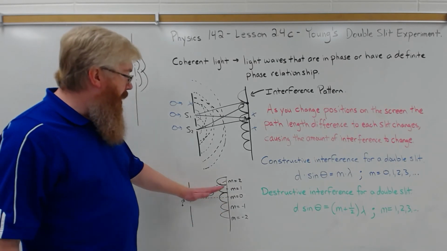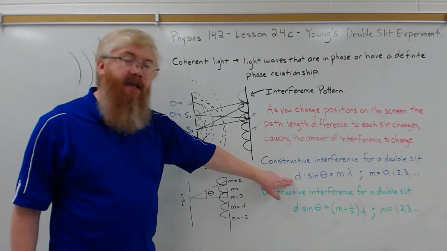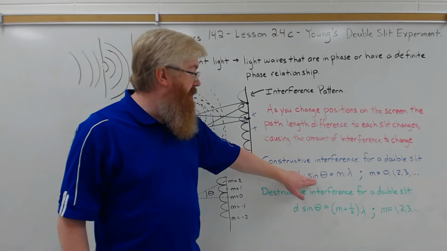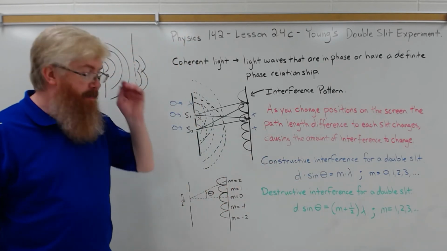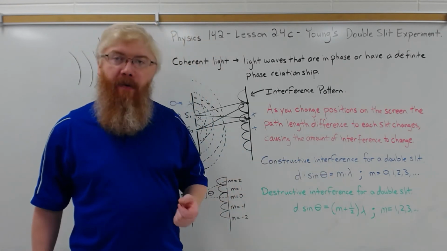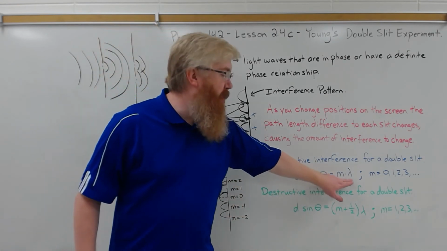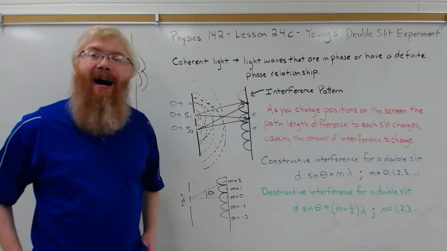If you want to know at what angle the next bright spot occurs, this is the equation to use. d sine theta equals m lambda. d is the slit separation, theta is the angle at which you can find the bright spot, and m is called the order number, and I'll talk about that in a moment. Lambda is the wavelength of light.